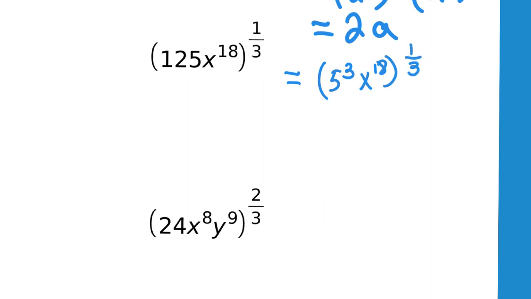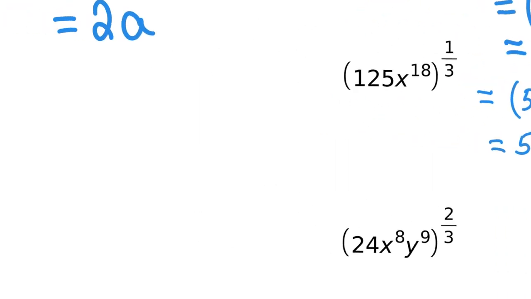So I have 5 cubed raised to the 1/3. What does that equal? Because 3 times a third is 1, it's 5. Then I have x to the 18th raised to 1/3. So x to the 6th, because 18 times 1/3 is 6. Are we okay with that? Okay, now let's go do it the other way.